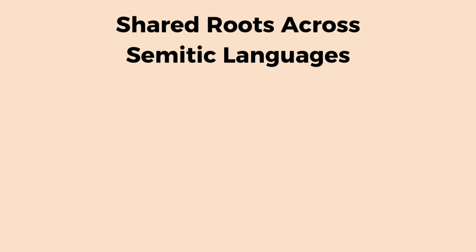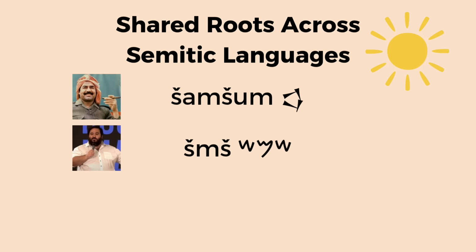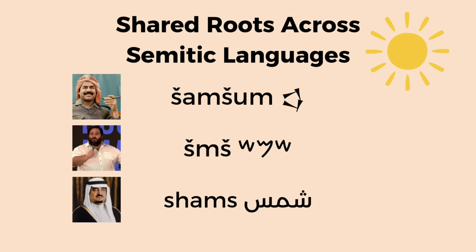Shared roots across Semitic languages. Semitic languages often share the same roots, although the consonants may vary due to phonological shifts. Take the word for sun as an example. In Akkadian, shamshum. In Phoenician, shemsh. In Arabic, shams. In Arabic, there's a tendency to avoid repeating identical consonants, so some roots undergo modifications to smoothen pronunciation.